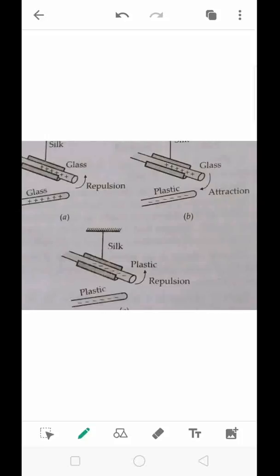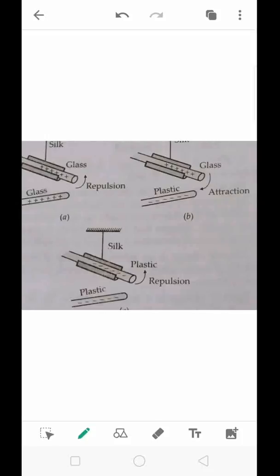Now, he has electrified the glass rod and the plastic rod. The glass rod has become positively charged by rubbing with the silk cloth, and similarly the plastic rod has acquired a negative charge by rubbing with the wool. Now, we have two electrified rods, one glass with positive charge and the other plastic with negative charge. We can clearly observe this in the picture. Now, let us see the three different cases in which the experiment was conducted.